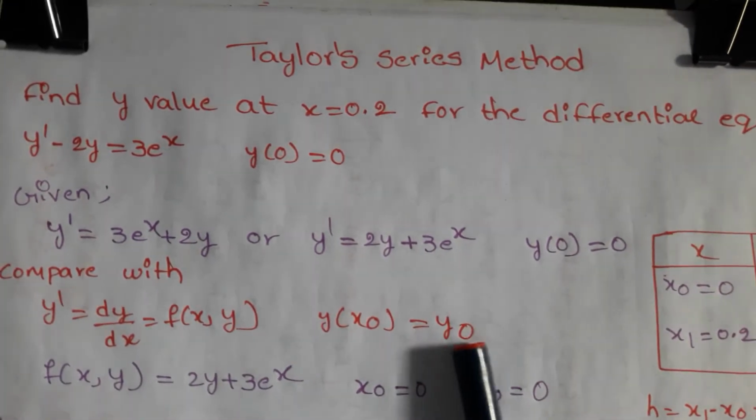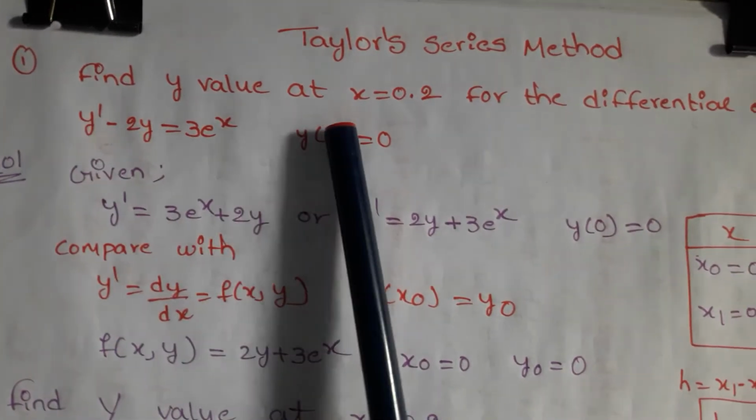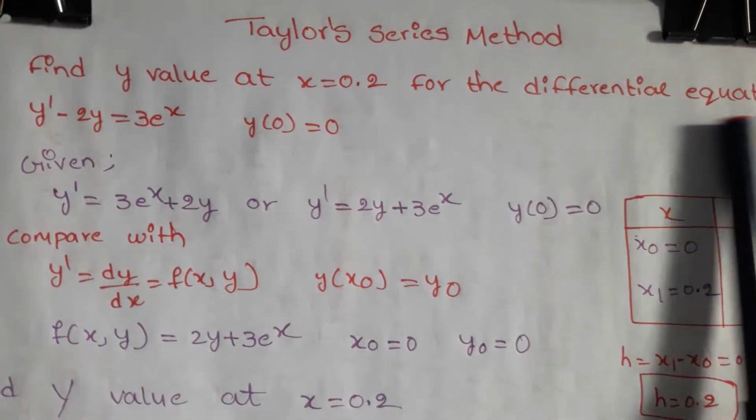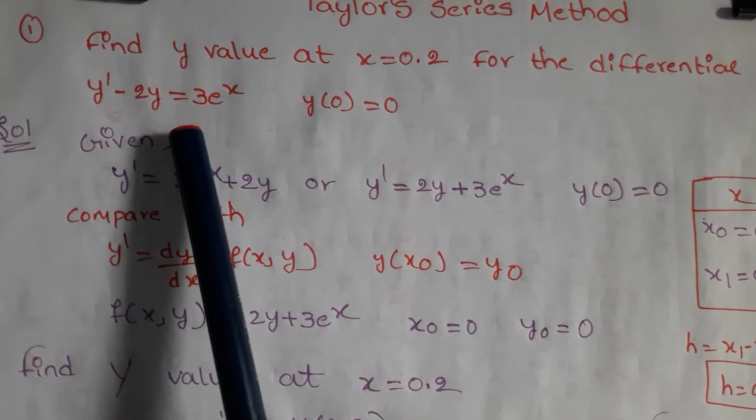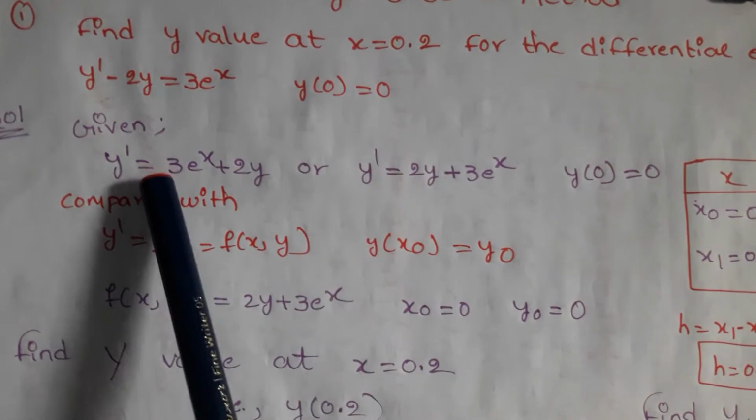Hello everyone. In this video I am going to explain the Taylor series method. Question: find the y value at x equals 0.2 for the differential equation y dash minus 2y equals 3 e power x, and y of 0 equals 0.